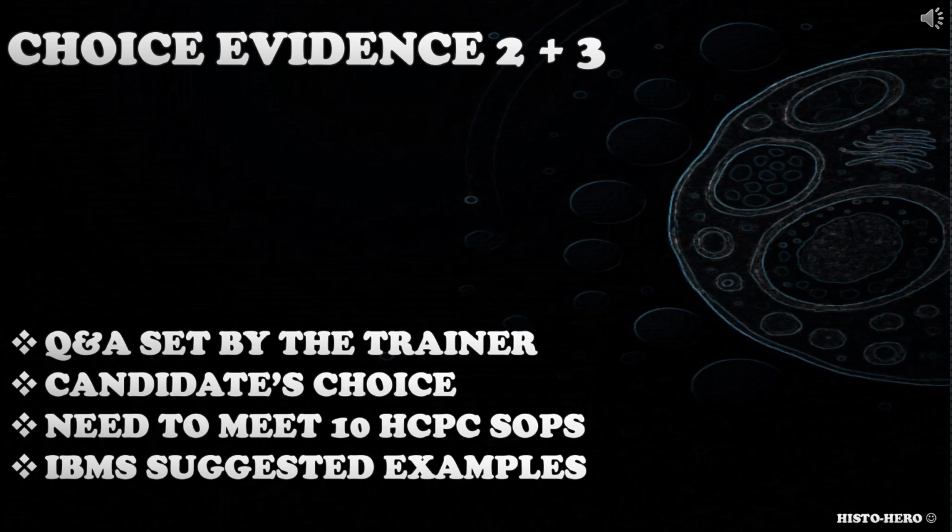So now that we have finished with the mandatory evidence, let's have a look at the choice evidence 2 and 3, which are candidate's choice and Q&A set by the trainer. They both together have to meet 10 HCPC standards. As the trainer, you need to set some tasks or questions for the candidate to complete that would allow them to meet the standards. If you download the module descriptors for the portfolio from the IBMS website, you will find some example evidence suggested by the IBMS, which is very handy.